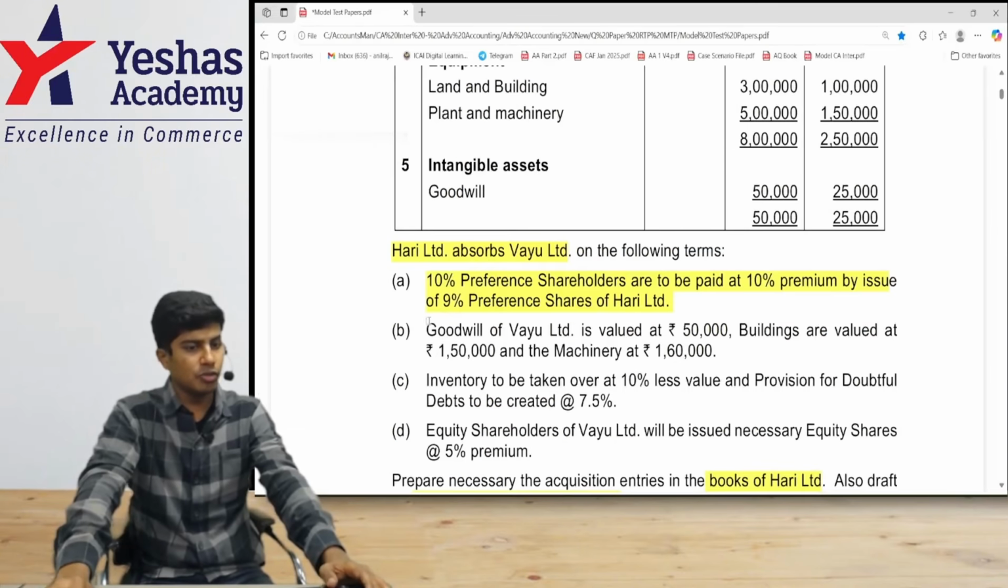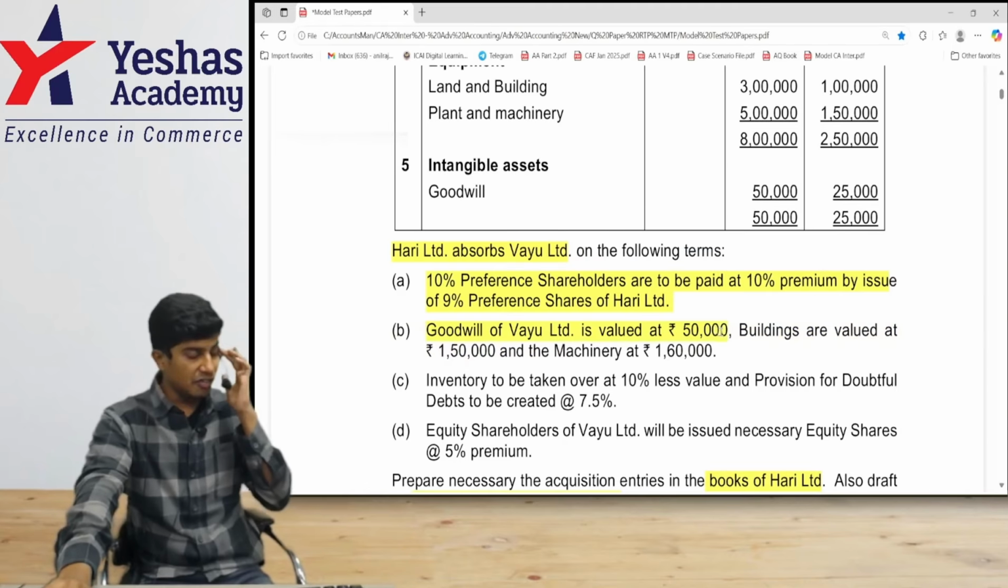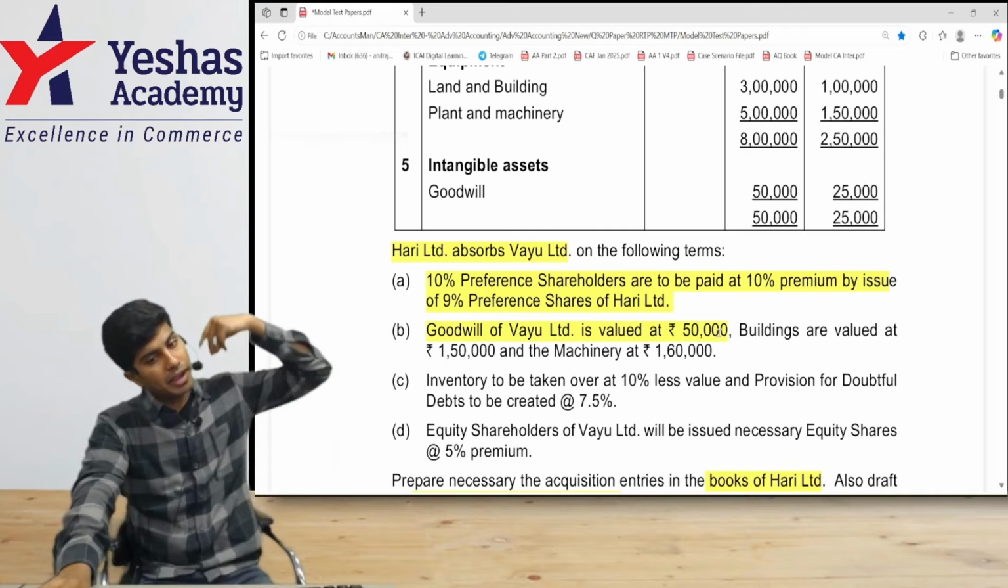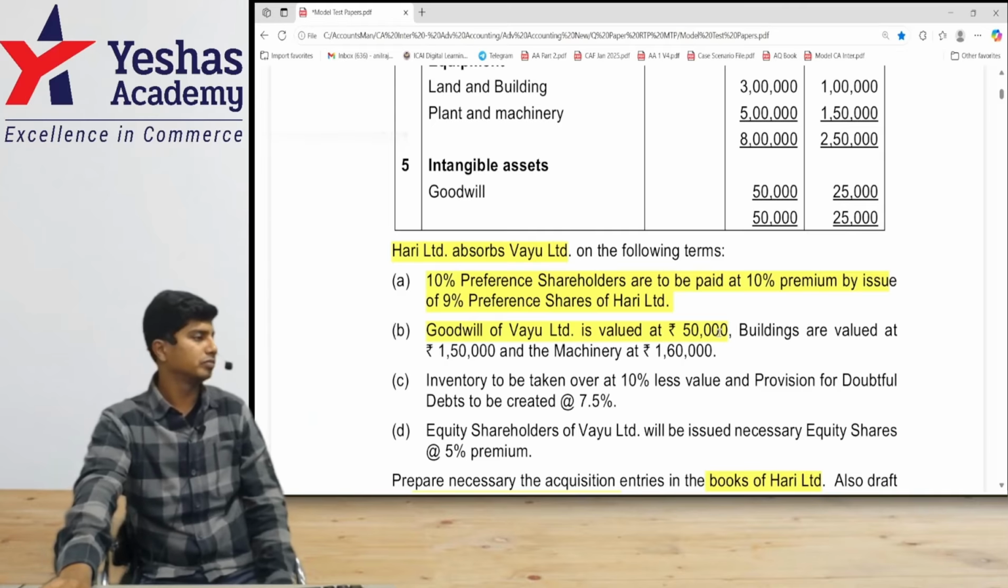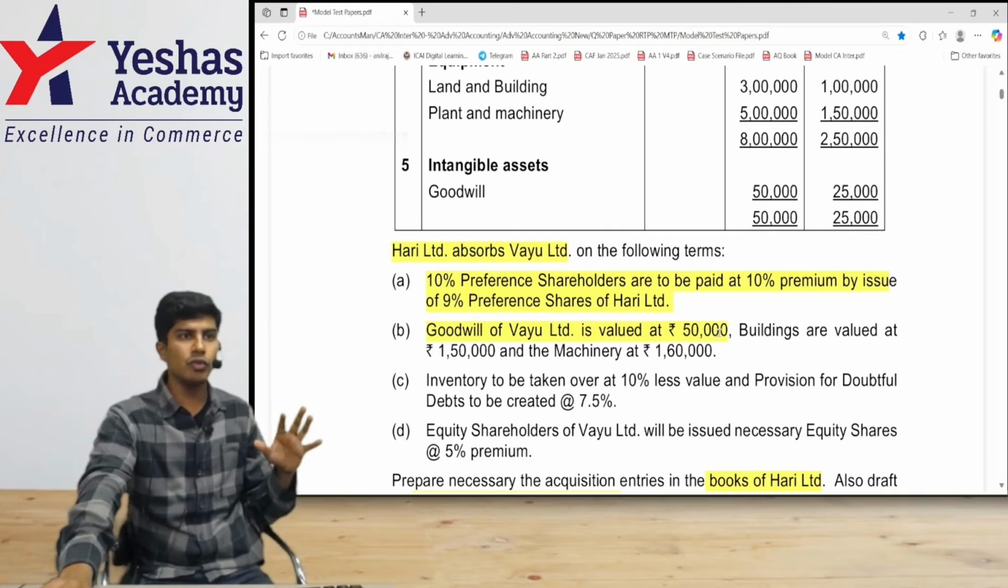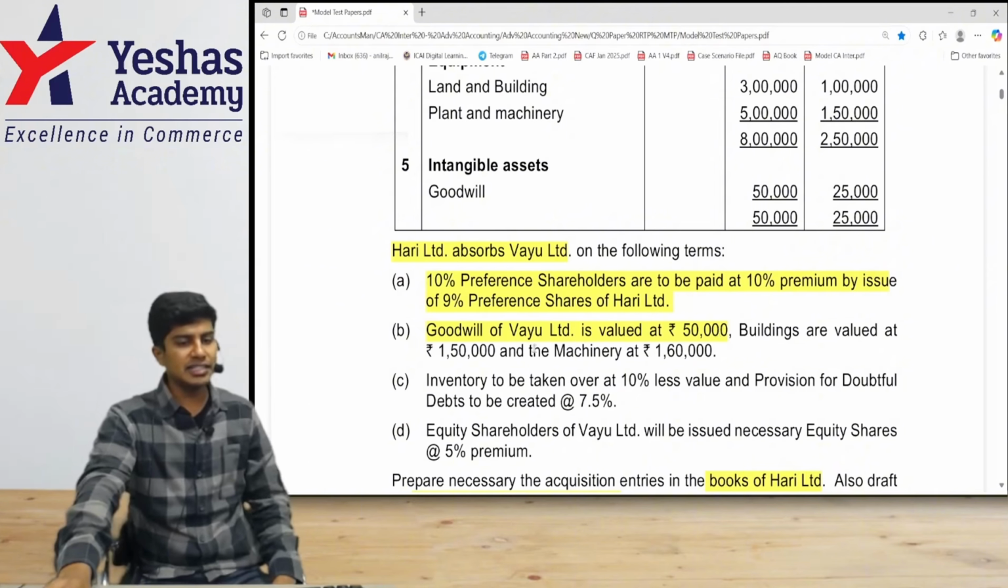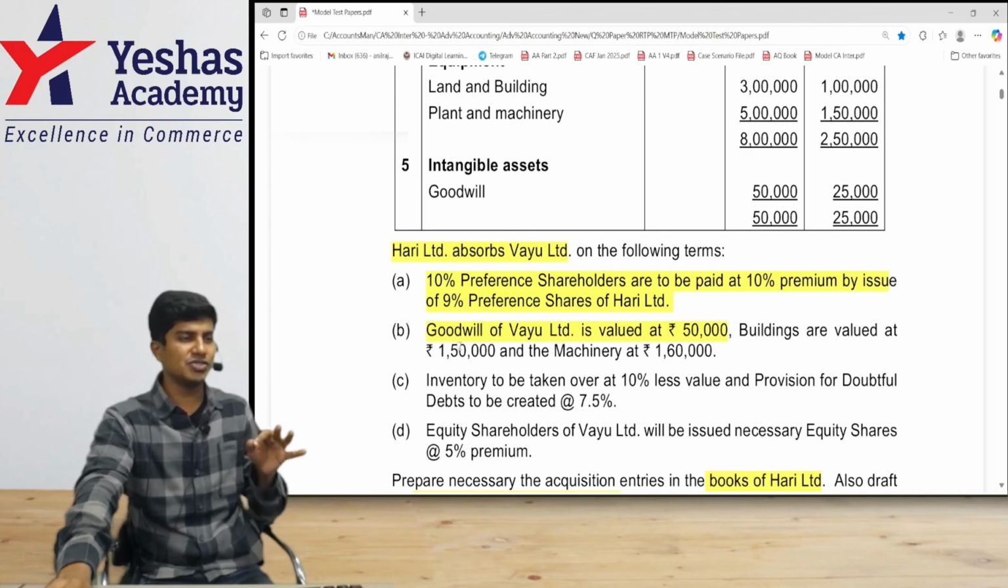What's next? Second point. Goodwill of Vayu Limited is to be valued at 50,000. So we will identify the net assets value of Vayu. Take each asset at the agreed value, whatever they would be given. On that, we will pay 50,000 rupees more. On the net assets of Vayu, we will pay 50,000 more. That will become their PC. Buildings are valued at 1 lakh 50, machinery is valued at 1 lakh 60.